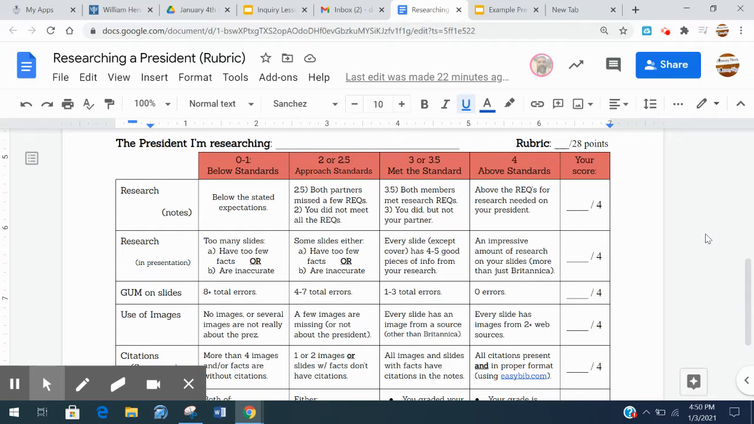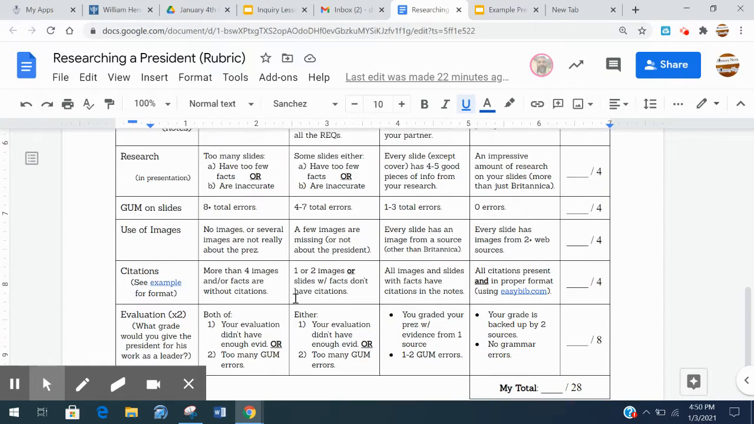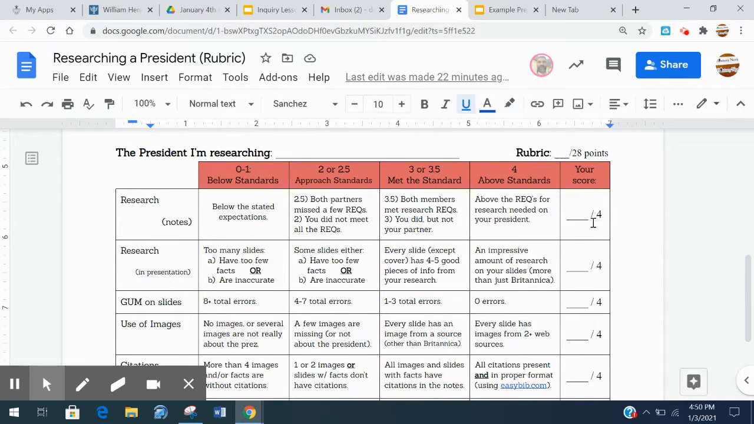All right, so what I want to do now is just go over the rubric that you and your partner are going to be evaluated on. It's your standard 4-point rubric, and some of the things are here for you.